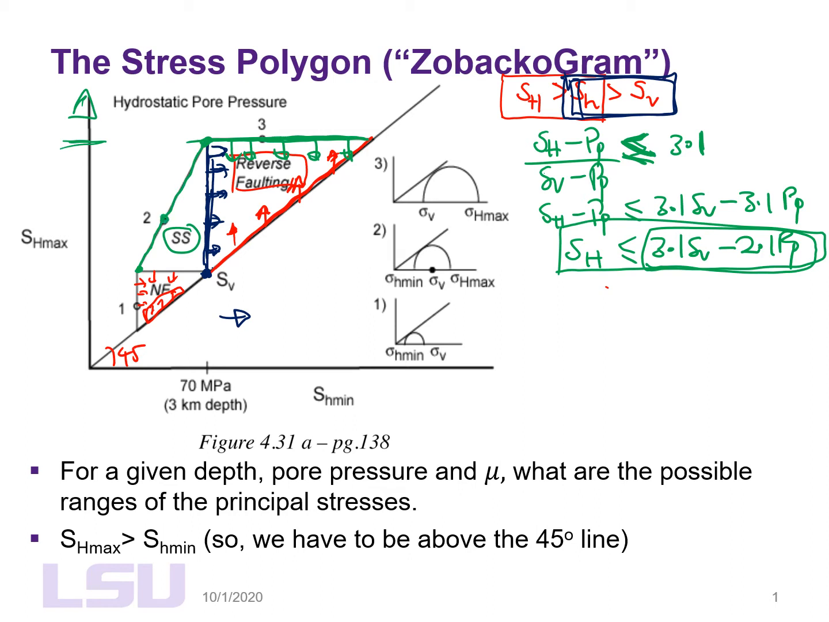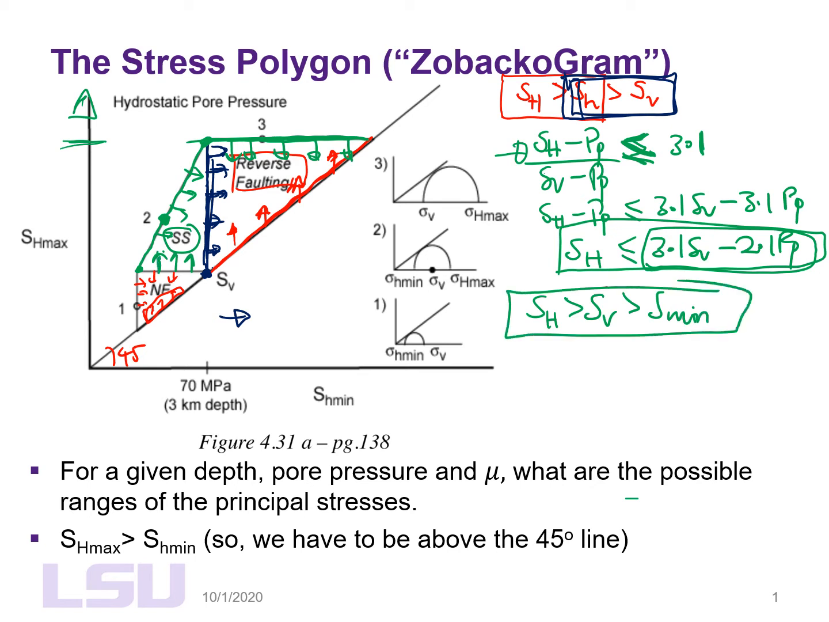And you can also walk through this kind of derivation, CFF, for strike slip, and you get that blue line. So you will always be above. That will come from SH max being greater than SV greater than SH min. That's what you're going to have for strike slip, and that will give you these vertical lines. And that's how you get the stress polygon, or Zoback diagram.